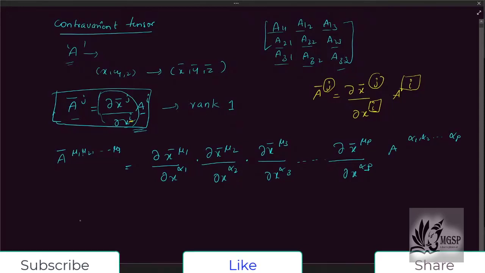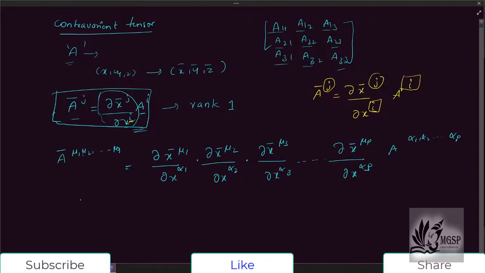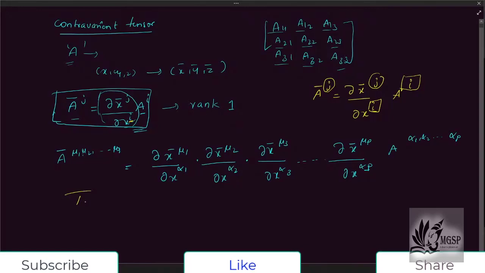Examples for this contravariant tensor are like the tangential vector.